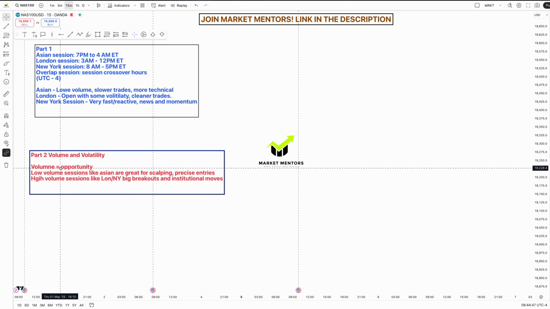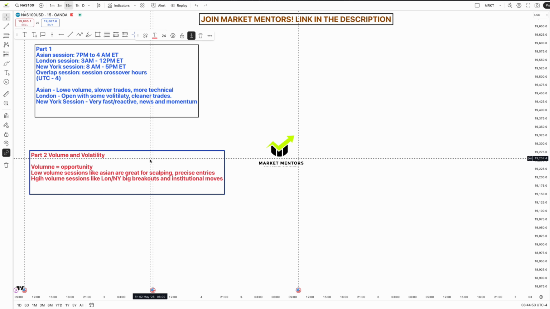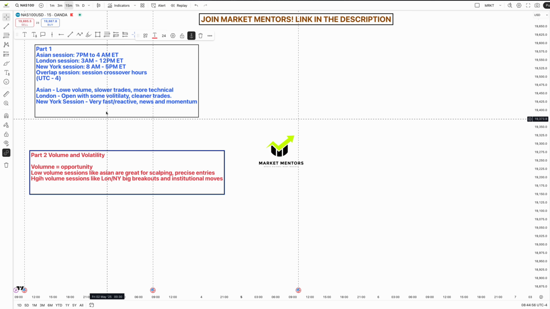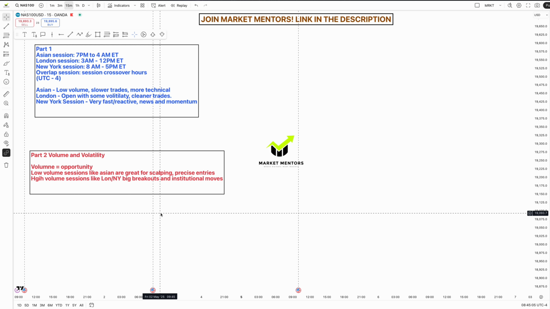That's pretty much it for part 2. You need to understand that each one of these, I kind of mentioned it, just the volume is different in all of these. It's why you see the market move a lot in the New York session time frame, or you might see it consolidate in the Asian session. It has different volume action in each one.